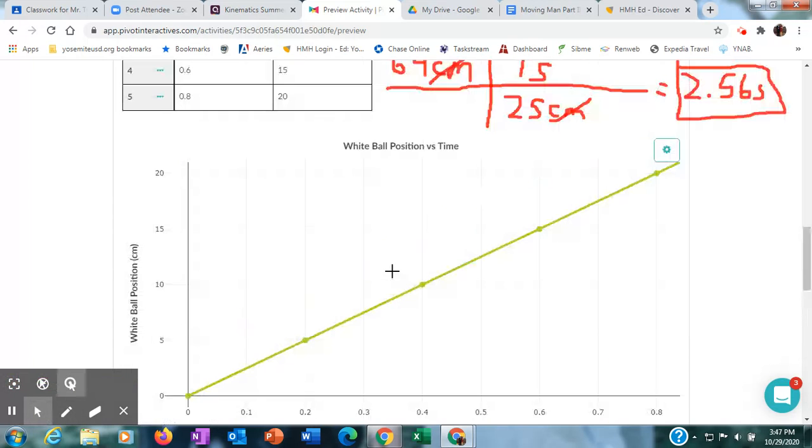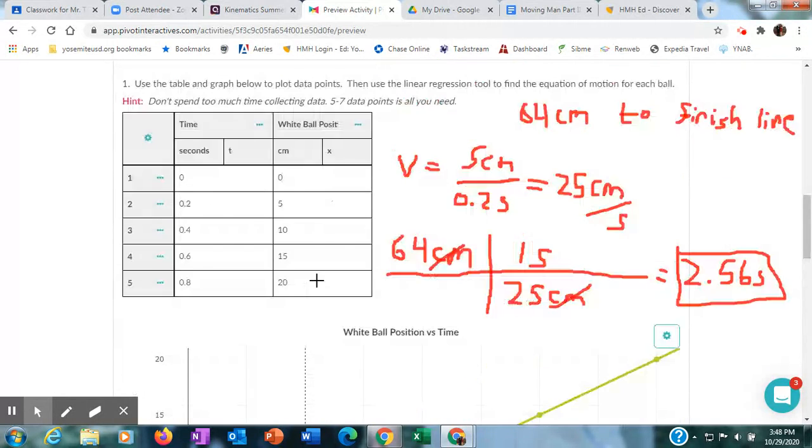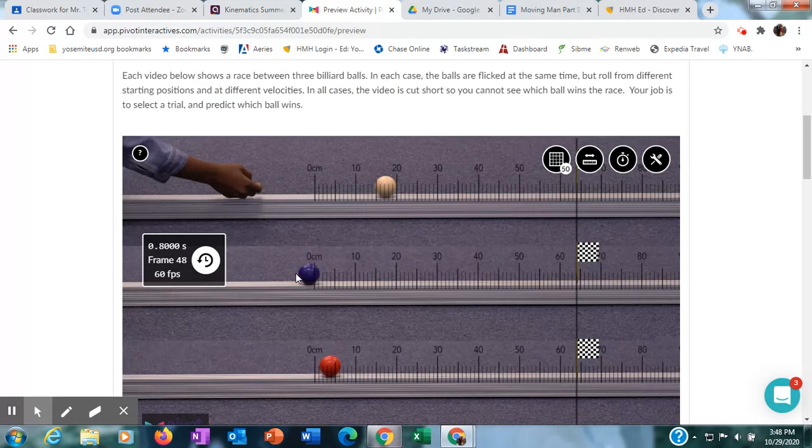So I know it travels 2.56 seconds. At that point, I'll write in here, white ball travels 2.56 seconds to finish line. Alrighty, so now let's see who is going to win that race. It's going to be your job to determine which ball, the blue ball, white ball, or red ball, is going to finish the race first.